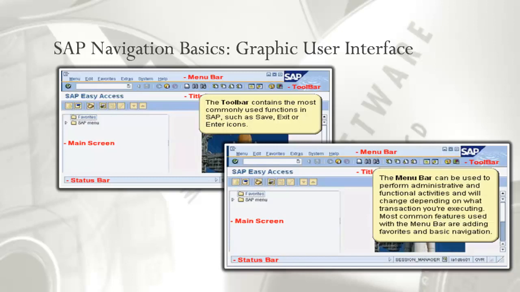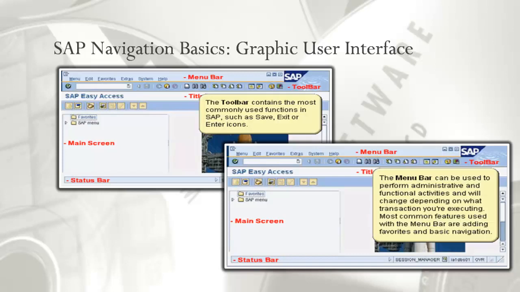Next, we have the standard toolbar. This toolbar is located directly below the menu bar. It contains icons for executing the most important functions in SAP, such as save and execute. The icons are contained on every SAP screen, with inactive icons grayed out and inaccessible. If you hover over each icon, a brief description is provided for its function.